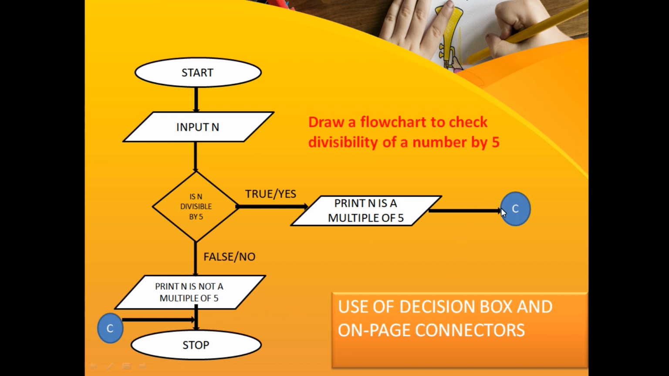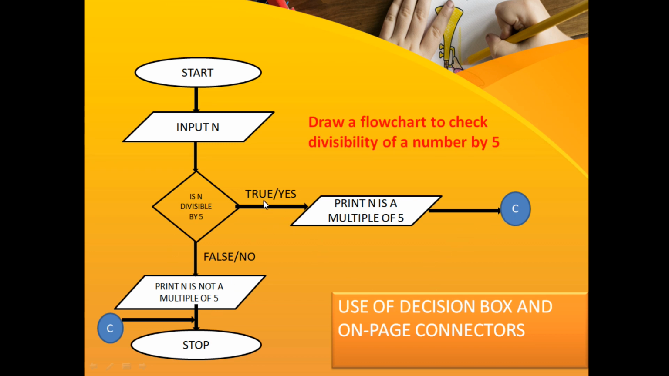I have used a connector. This is also known as an on-page connector, so that I don't have to make long lines, and the lines of two different boxes should not be crisscrossed. Okay. So this connector basically just makes you skip these statements.